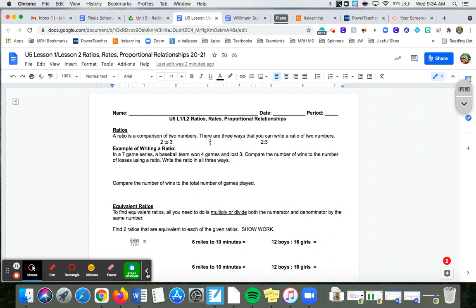So looking at ratios first. Ratios are a comparison of two numbers, so it's a comparison of two quantities. They can be written three different ways. So 2 to 3, 2 to 3, or 2 to 3 is how we say all of them. But again, this one has the word 2 in it. This one is written as a fraction. And this one is written using colons.